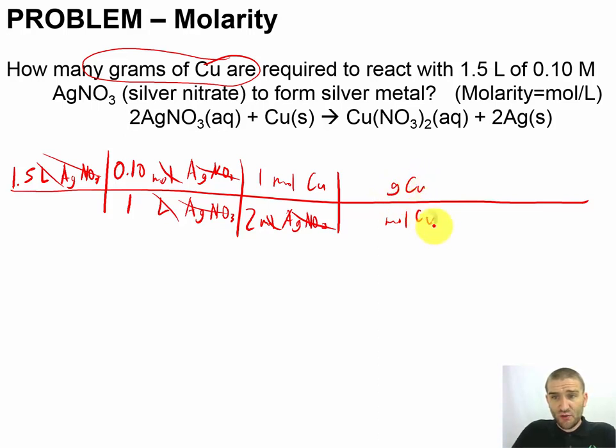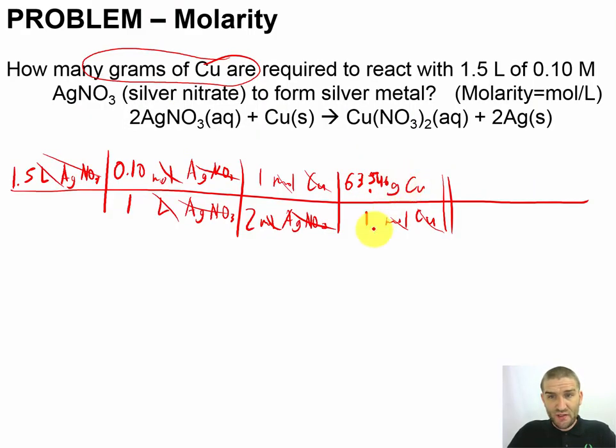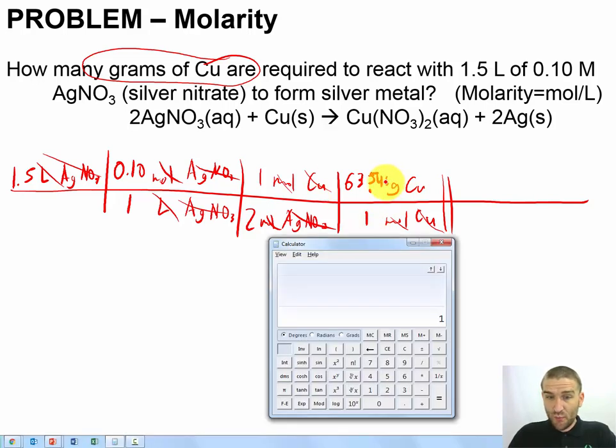And of course, as soon as we see grams per mole, even if we don't think we have the conversion factor handy, we certainly do if we have the periodic table around. So let's go take a look at our periodic table. Okay, and we see here that our molar mass is 63.546 grams per 1 mole. Now I'm ready to grab the calculator. So we have 1.5 times 0.1 divided by 1 times 1 divided by 2 times 63.546, and that gives us 4.76595.